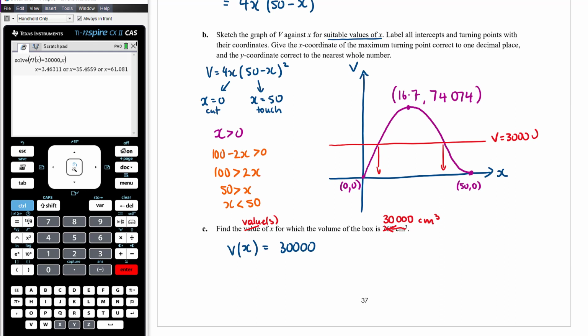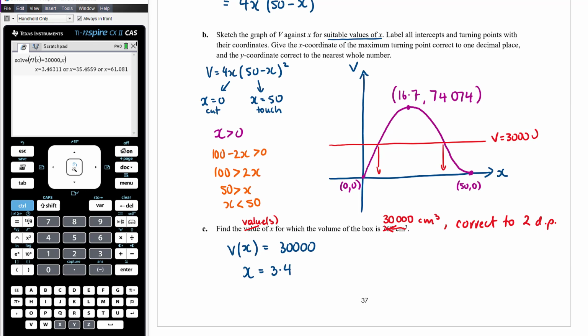Okay, we get 3 solutions with the CAS, but remember that's because we didn't draw the whole graph. We stopped the graph at 50. There's another solution past 50, but we are only interested in between 0 and 50. So we're going to say x equals 3.4. Now, and again, my question needs editing. My apologies. Find the values of x for which the volume of the box is 30,000 centimeters, correct to 2 decimal places.